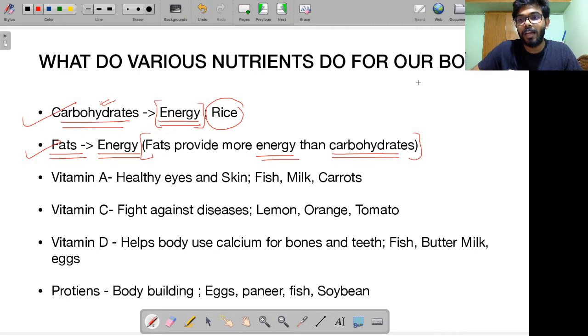A few questions directly from the biology textbook of class 12 have been asked in this year's examination. Alright, so I'll be discussing all of them, and I will be discussing previous questions also simultaneously when I discuss these topics. Then we have vitamin A.